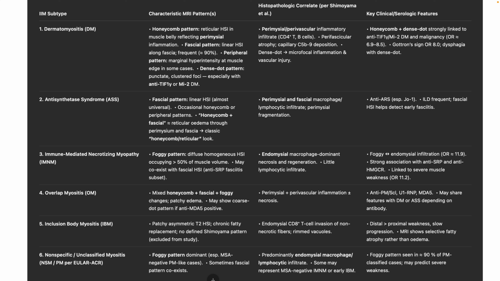Now, what does this mean? So I asked ChatGPT to take the article and make it a little more understandable because they have constraints of space, and so a lot of the tables are related to the scientific data. So when I asked it to, it's given these 6 subtypes and then all of this rich data. But the important thing is that the honeycomb pattern is seen typically in DM and in overlap myositis, and the other patterns show others.